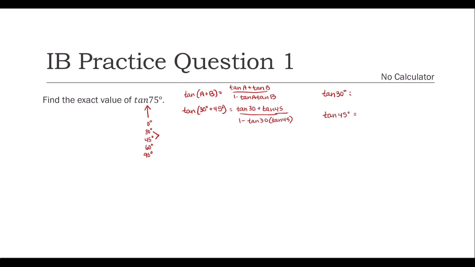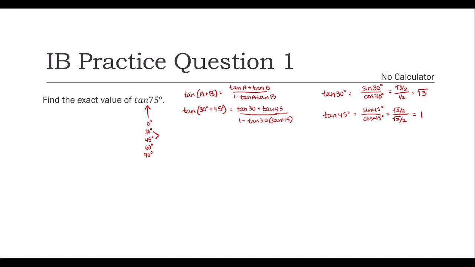So our tangent is equal to our sine over our cosine. So if we use our left-hand trick, our sine of 30 is 1/2, and our cosine of 30 is square root of 3 over 2. So this simplifies to show us that the tangent of 30 is square root of 3. For tangent of 45, we'll have sine of 45 degrees over cosine of 45 degrees, which is going to be root 2 over 2 over root 2 over 2, which just simplifies to 1.